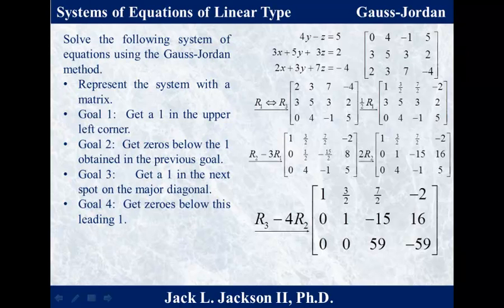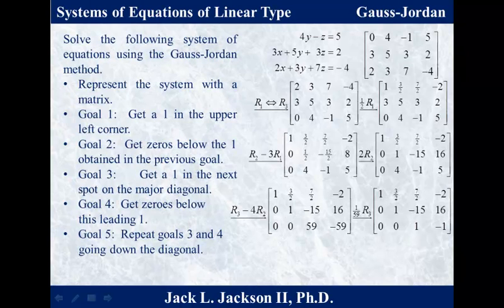Now let's finish the rest. Negative 4 times negative 15 is positive 60, plus negative 1 is 59. Negative 4 times 16 is negative 64, plus 5 is negative 59. So 1 in the upper left, get zeros below. Come down the diagonal, get a 1, 0 below. Come down the diagonal, we want that 59 to be a 1. How are we going to do that?